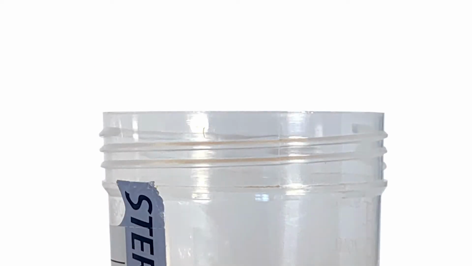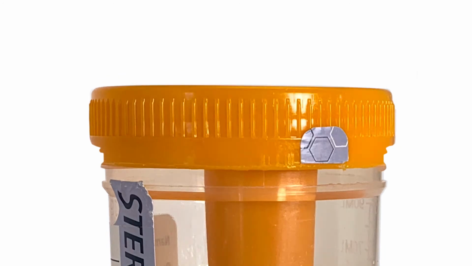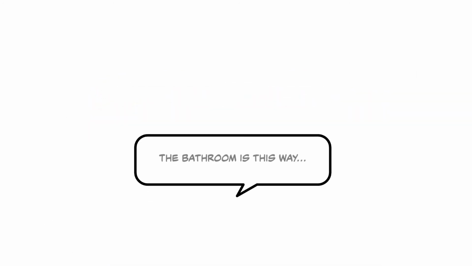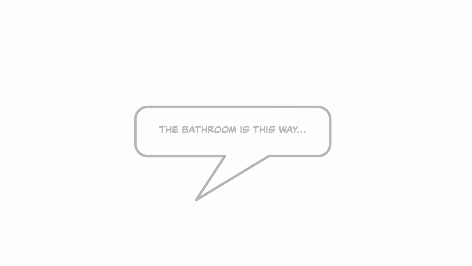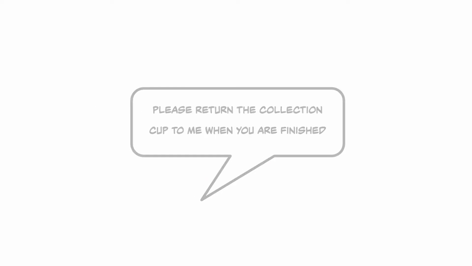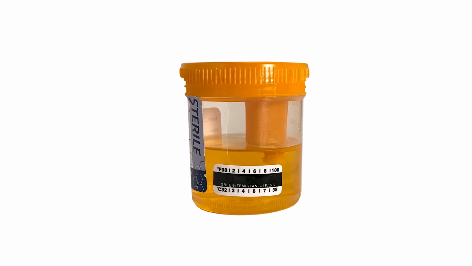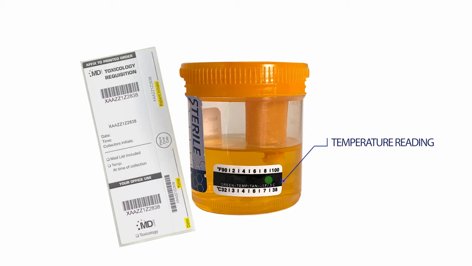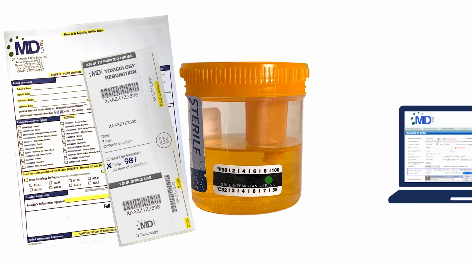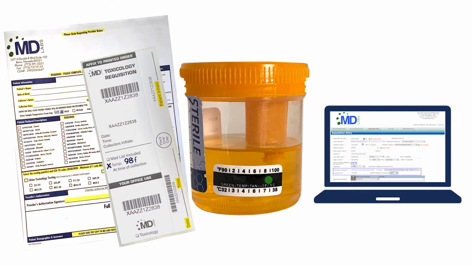Demonstrate to the patient how to properly close the lid of the collection cup by screwing the lid until it clicks. Then, direct the patient to the bathroom and instruct them to return the collection cup to you when they are done. When you get the collection cup back from the patient, check the temperature of the specimen by observing the side temperature rating on the collection cup and record it on the requisition sticker, the hard copy requisition form, or enter it into the eRec form.